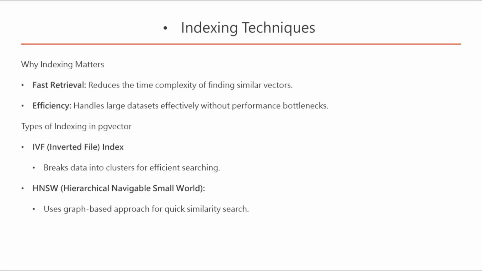There are two types of indexing in pgvector. The first type is the inverted file index, also called IVF. It means breaking data into clusters for efficient searching. The second is the hierarchical navigable small world, also called HNSW. It means using a graph-based approach for quick semantic search.